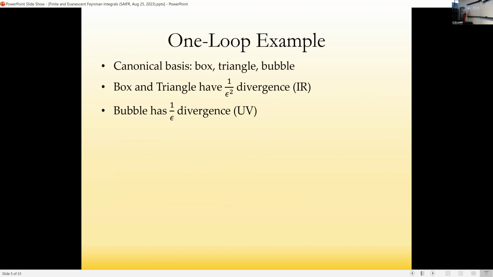So just as a little bit of background, let's go back and look at one loop. We all know there's the canonical basis: the box, the triangle, and the bubble. The box and the triangle have 1/ε divergences, and those are IR in origin. And the bubble has a 1/ε divergence, which is UV.